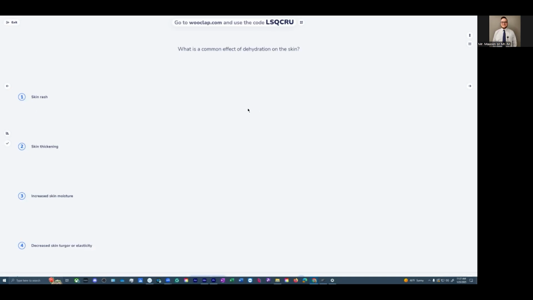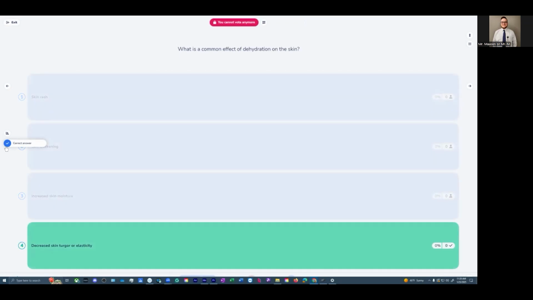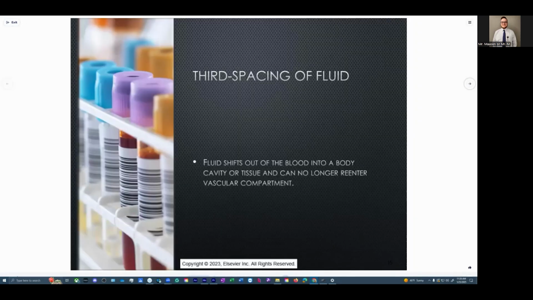So we talked about dehydration. What's a common effect of dehydration on the skin? All right. So basically, yeah, decreased skin turgor and elasticity. Again, turgor basically just means skin elasticity. So that's going to decrease, and we're going to see tenting in a dehydrated patient.